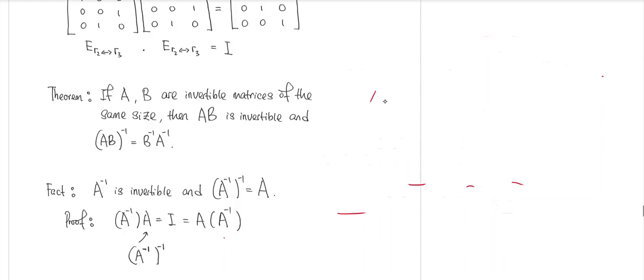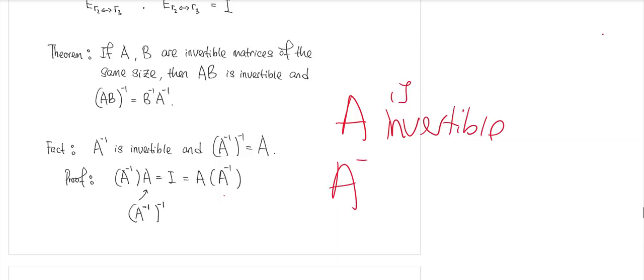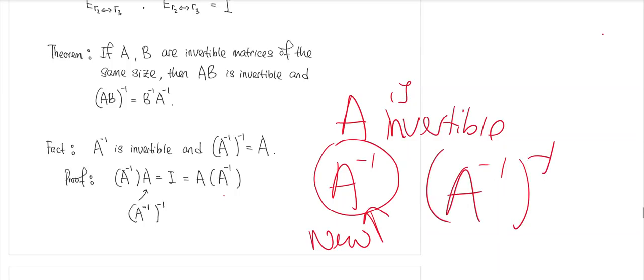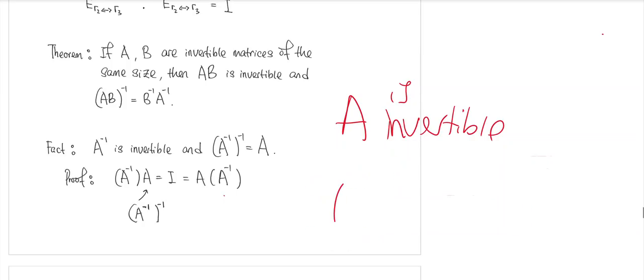The second thing should be obvious, but I didn't really say it in class. Suppose you have a matrix A, and this matrix A is invertible. So this is the inverse. Now the question is, this new matrix, which is the inverse of A, is it also invertible? And the answer is yes. This matrix is also invertible, and its inverse is actually nothing but A. A inverse inverse is A.